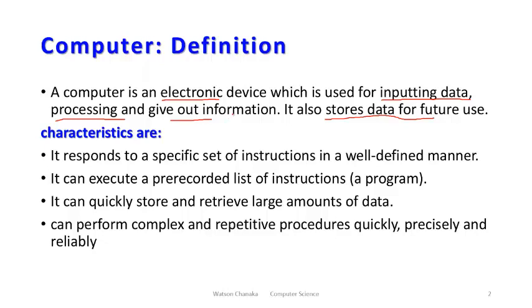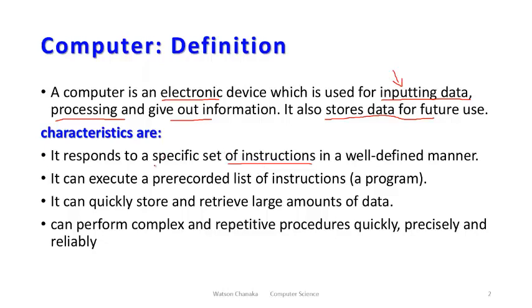Then we also have the characteristics of a computer. What are the characteristics of a computer? What should it have? It responds to specific set of instructions in a well-defined manner. So it means that when you give instructions, when you click, the device which is used, we talked about input devices here. An input device which gives instructions to a computer is a mouse. When you double click, for example, I want to open a document, you double click. It means you are giving instructions to the computer. When you double click, the computer knows that you want to open.